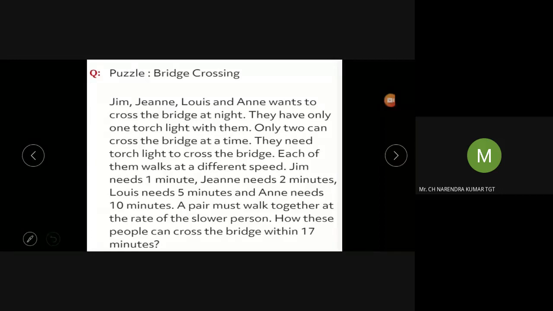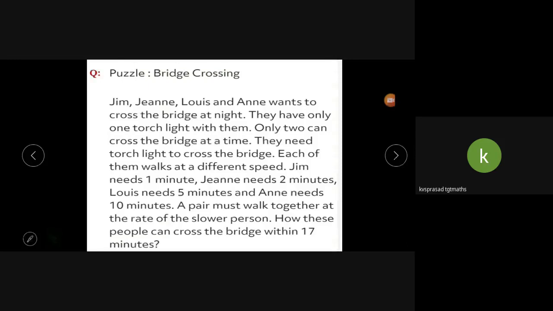A pair must walk together at the rate of the slower person. For example, when Jim and Jenny walk, both must walk at the speed of 2 minutes. Means both will cross the bridge in 2 minutes only, at the slower pace. No, sir, then he has to walk with 1 minute, no? No, sir. For example, Jim and Jenny will walk together, they will cross the bridge in 2 minutes. This is the given condition here. The group will cross the bridge at the slower pace. Correct, sir.